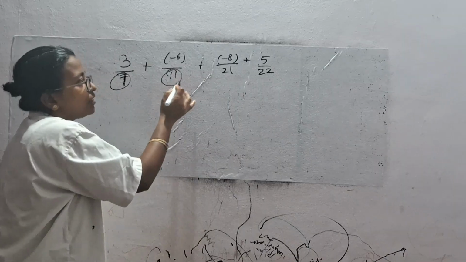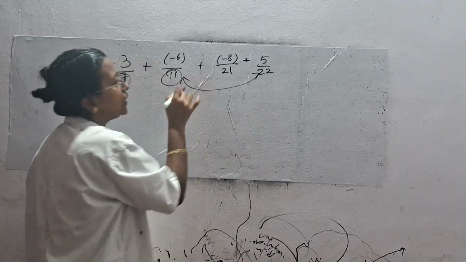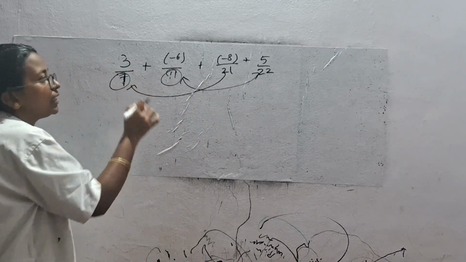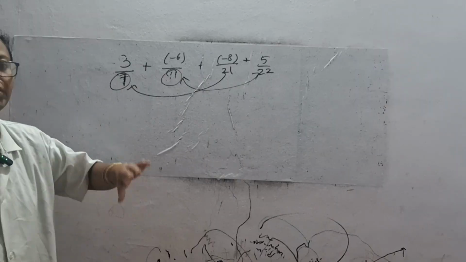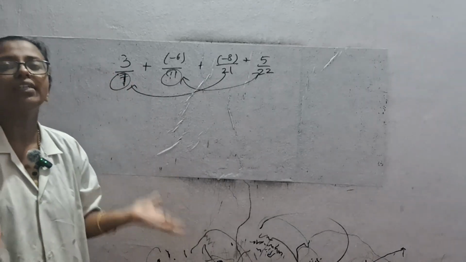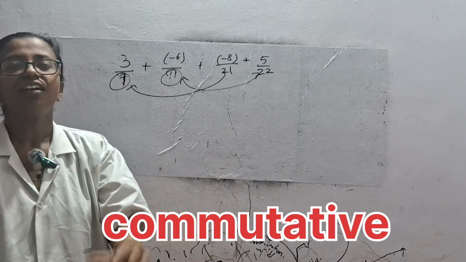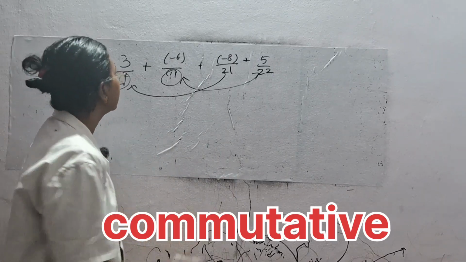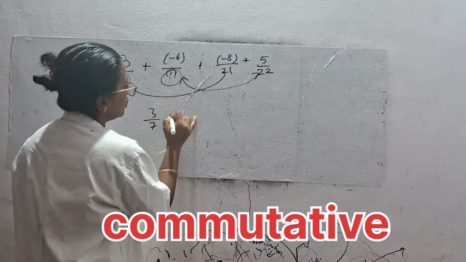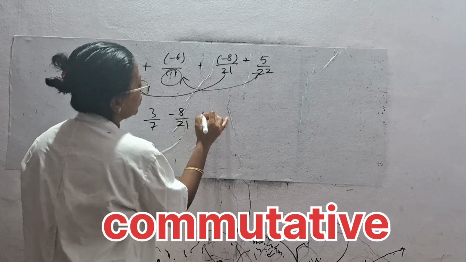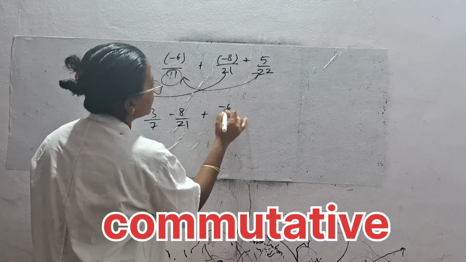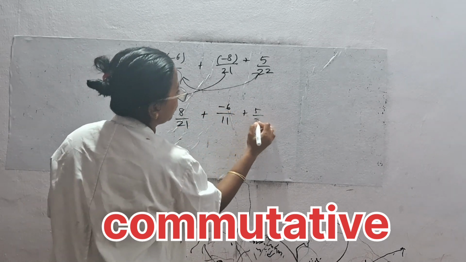Here we have 11, so these two have a common divisor. These two have a common divisor. By the commutative property, we are just interchanging. What is the meaning of commutative? Commutative means interchanging. So just interchanged: 3 by 7 minus 8 by 21 plus minus 6 by 11 plus 5 by 22.